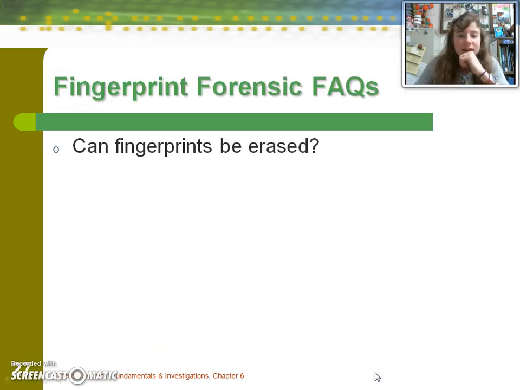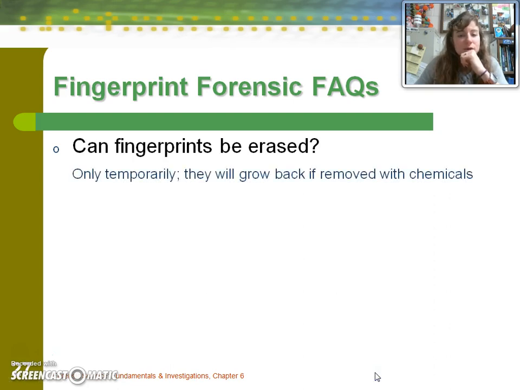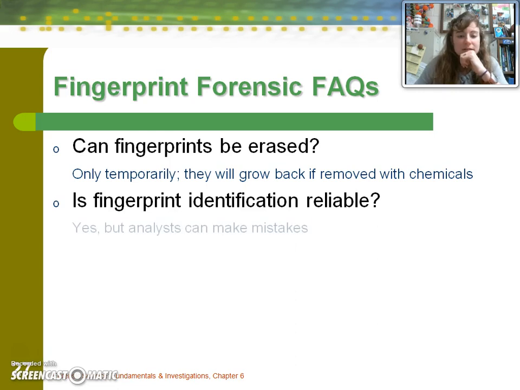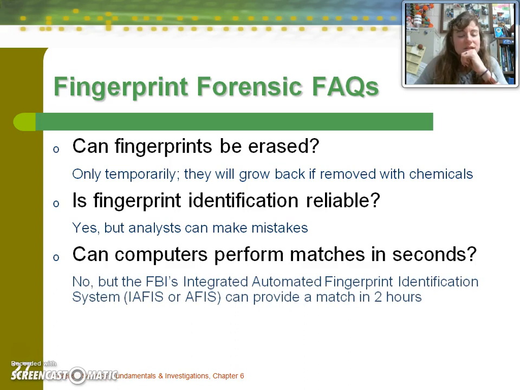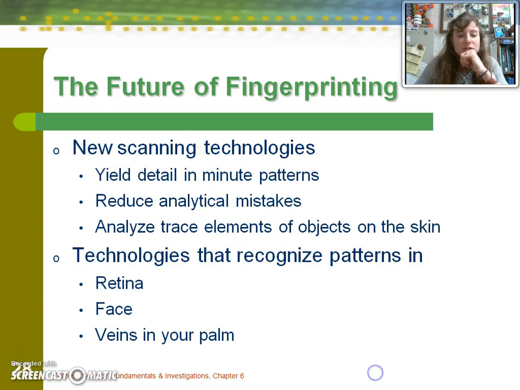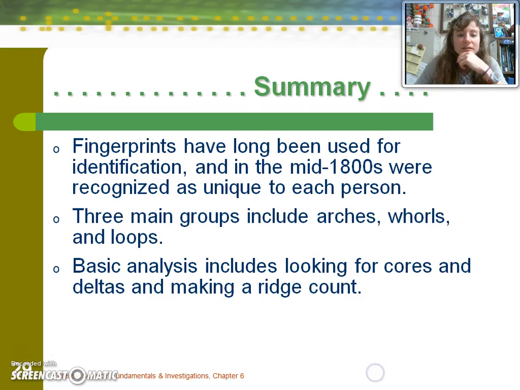And then here's some facts. Can they be erased? Yes, but only temporarily. They will grow back if removed with chemicals. Is it reliable? Yes, but analysts can make mistakes. And computers, oh, sorry CSI fans, can make a match not in seconds, but in 2 hours. New scanning technologies include biometrics, looking at the face, veins, eyes. That's kind of areas of the future.